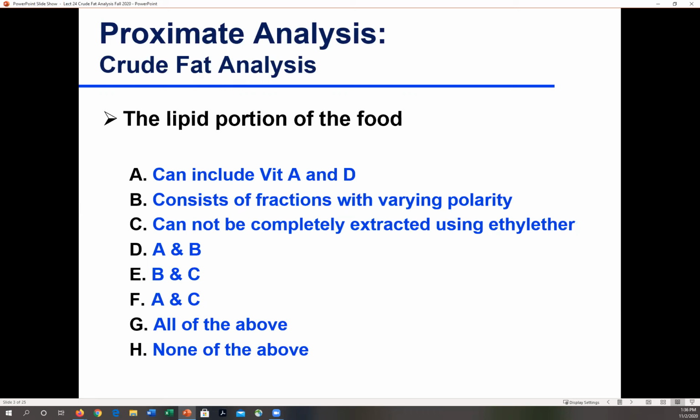Lipid portion of the food can include vitamin A and B, consist of fractions with varying polarities, cannot be completely extracted using ethyl ether.